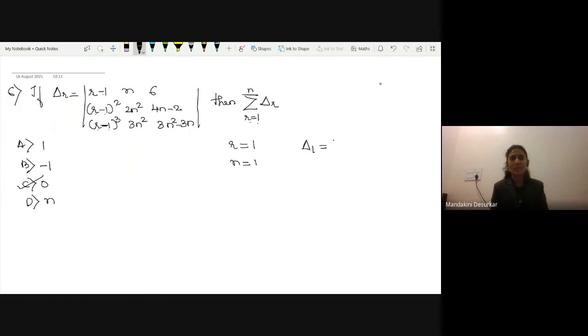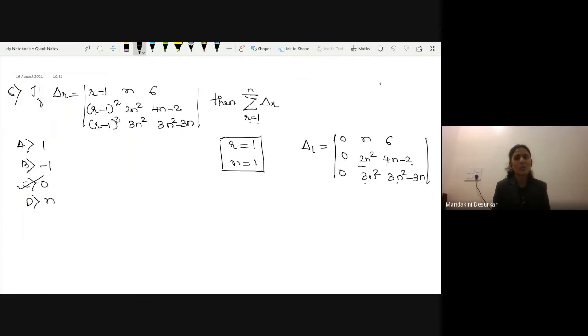The one which looks really difficult is actually easier if you know the trick. So what is the trick that I have taken? Put r is equal to 1, n is equal to 1. So if delta 1, if I take, it is 0, 0, 0, n, 6, 2n square, 4n minus 2, 3n square minus 3n. Now if I put n is equal to 1, this is 2, 4 minus 2, that is 2, 3, this is again 0. So what will be the value of the determinant? It is straight away option C, that is equal to 0.